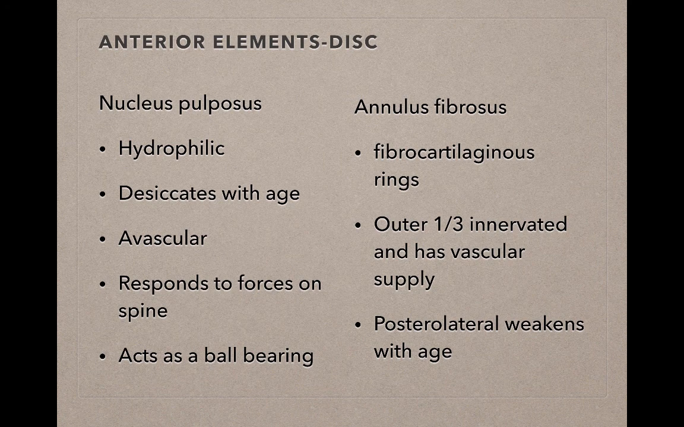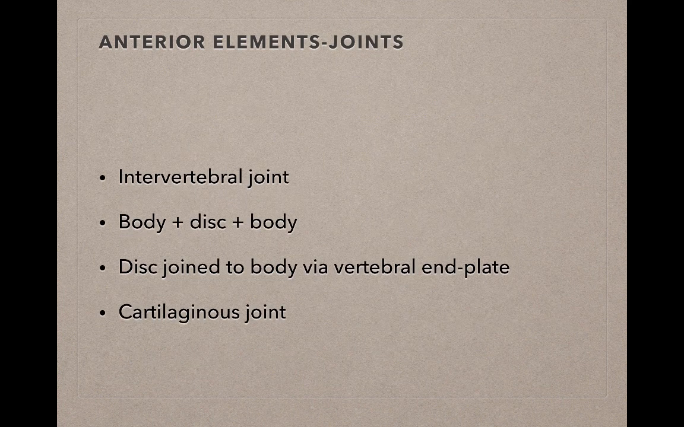because of lifestyle postures that we are in most of the time, the posterior and posterior lateral walls of the annulus fibrosus will weaken with age. From these anterior elements, we can start to form the intervertebral joints.